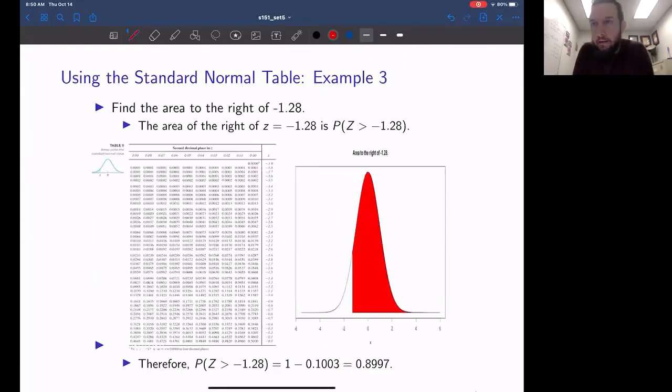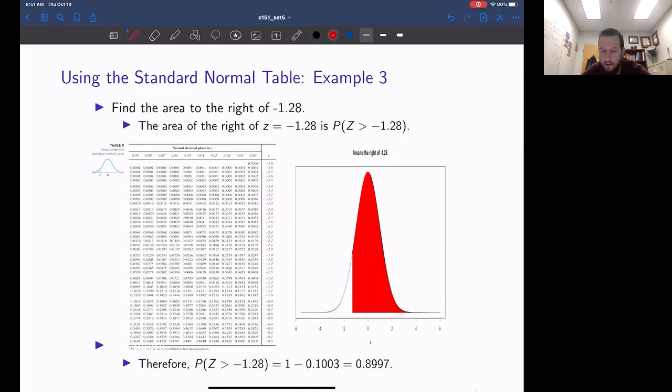Okay, in example 3, we are now going to see a situation where we are looking for area to the right of a particular z-score. So in this illustration, we are being asked to find the area to the right of negative 1.28. So we want to know how much area is above z equals negative 1.28 underneath the standard normal curve. So we want to know the probability that Z exceeds negative 1.28.